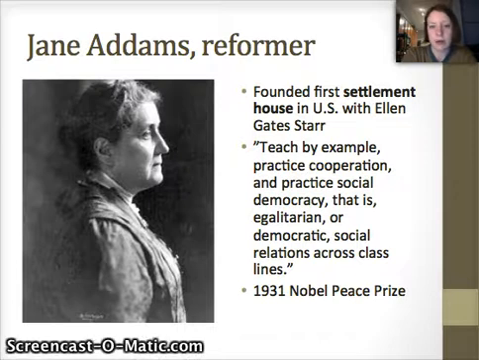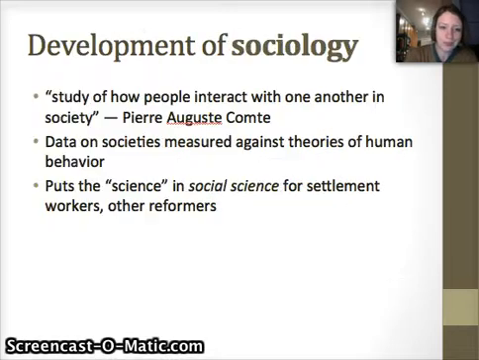Jane Addams would go on to win the Nobel Peace Prize in the 1930s. She's one of the most famous peace activists in women's history, and also has a very thick CIA file on her, which they have on display at the Hull House if you go and check it out.